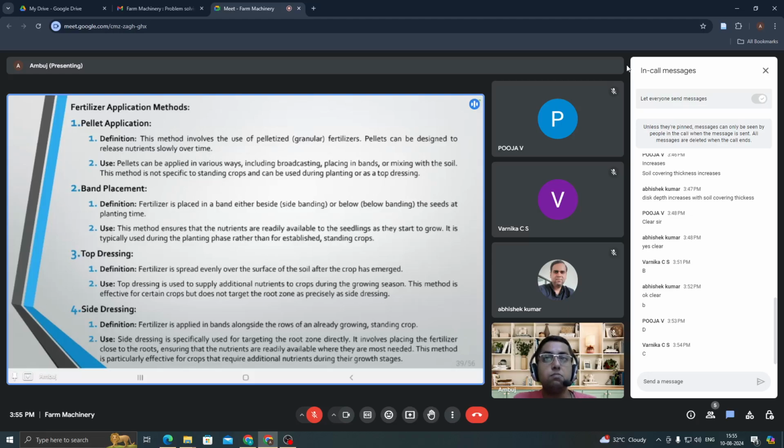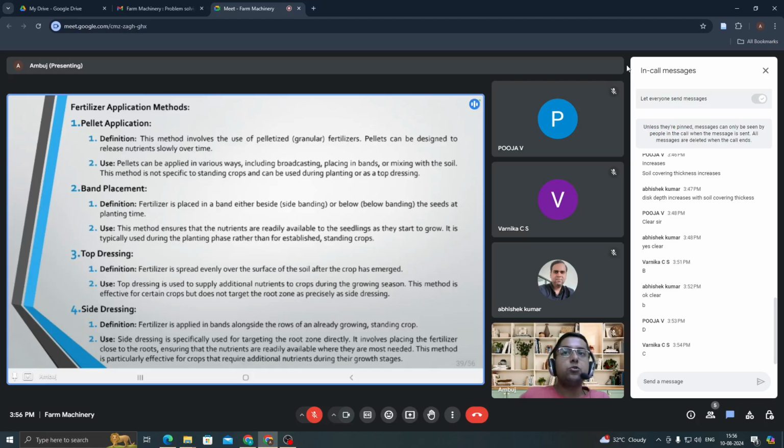Another option was band placement. Fertilizer is placed in a band. Side banding, below banding. Band means stretch. Either it is placed beside or below the seeds at the planting time. This method ensures the nutrients are readily available to the seedlings as they start to grow. It is typically used in the planting phase. This is the thing regarding band placement. Then top dressing is there. Fertilizer is spread evenly over the surface of the soil after the crop has emerged.